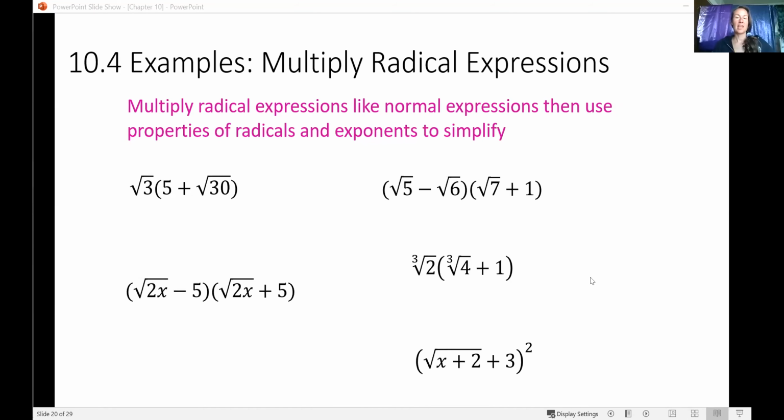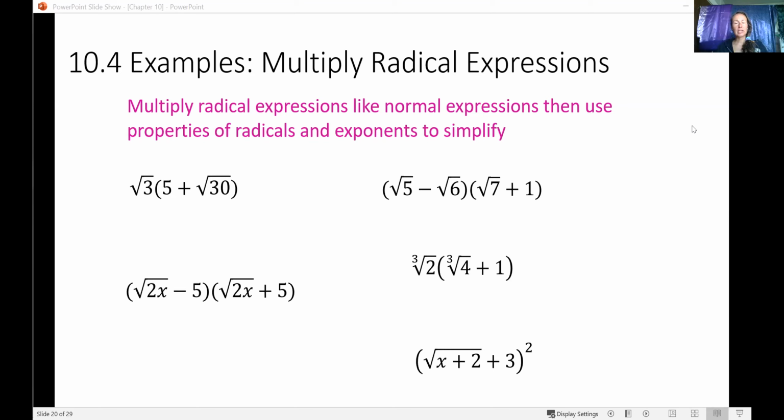Okay. So that was adding and subtracting radical expressions. Let's take a look at multiplying radical expressions. So when we multiply radical expressions, we do it just like how we multiply other expressions. And then we have to use the properties of radicals and of exponents just to help us simplify in the end. So when I say we multiply just like regular expressions, I mean we use the distributive property to multiply out over addition.